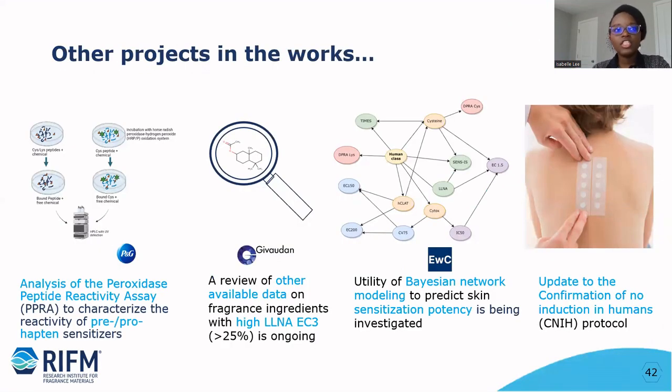Then to conclude, like I mentioned, we have some other studies that we're doing in collaboration with our members and others. And so we welcome collaboration. We have a collaboration with P&G looking at the peroxidase peptide reactivity assay, or the PPRA assay, and how it can characterize reactivity for pre- and prohaptens. We also have a study in collaboration with Givaudan looking at all available data for materials that have been predicted to have high historical LLNA EC3s, because we suspect that these data might be an artifact of them having not been evaluated under the OECD guidelines. So look forward for those results.